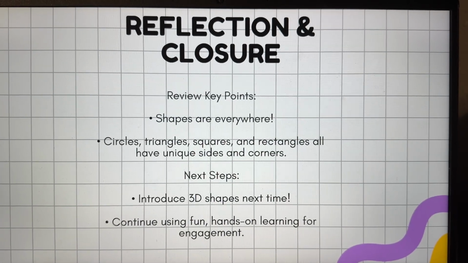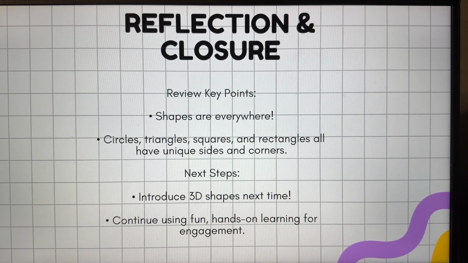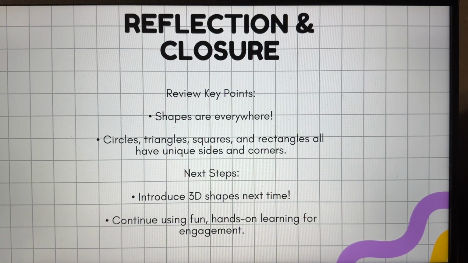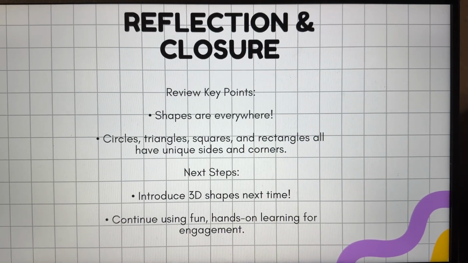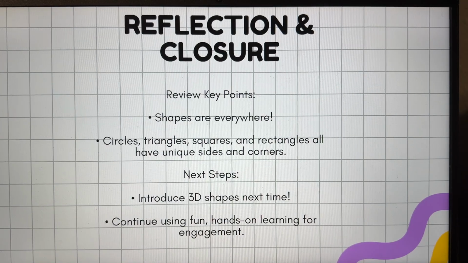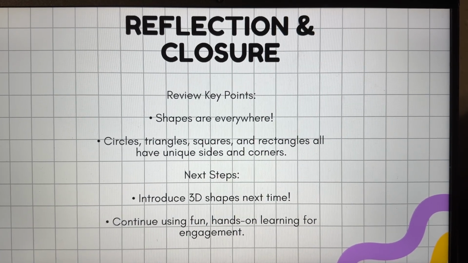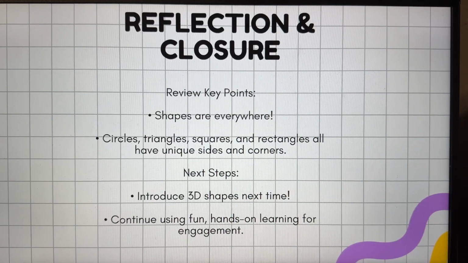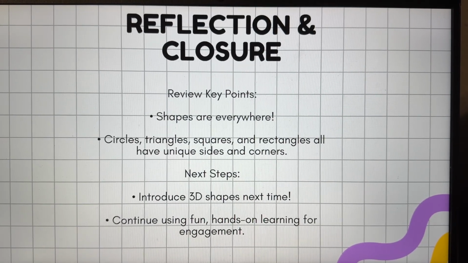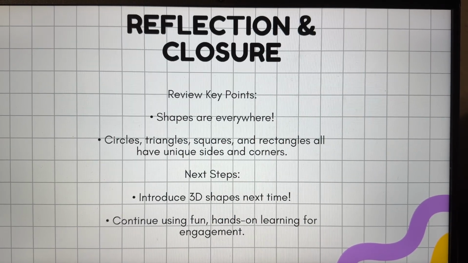Our reflection and closure. Review key points. Shapes are everywhere. Circles, triangles, squares, and rectangles all have unique sides and corners. Our next steps, introduce 3D shapes next time, and continue using fun hands-on learning for engagement.